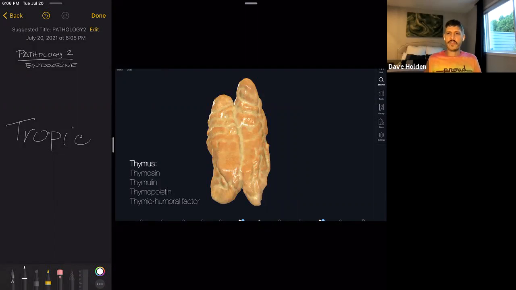Thymus. Do you guys remember where the thymus is? Anybody remember where your thymus gland is located? It's a tough one, I'll grant you that. It is located immediately posterior to the manubrium of the sternum, so right in between the sternum and the heart. That is where this guy sits. The thymus will deteriorate into adulthood, and it's almost entirely gone by the time you get into old age.